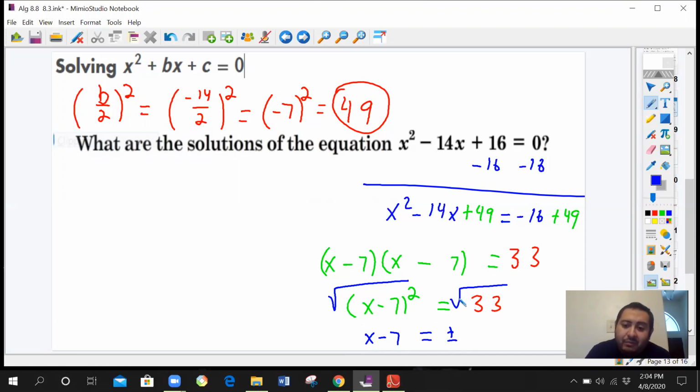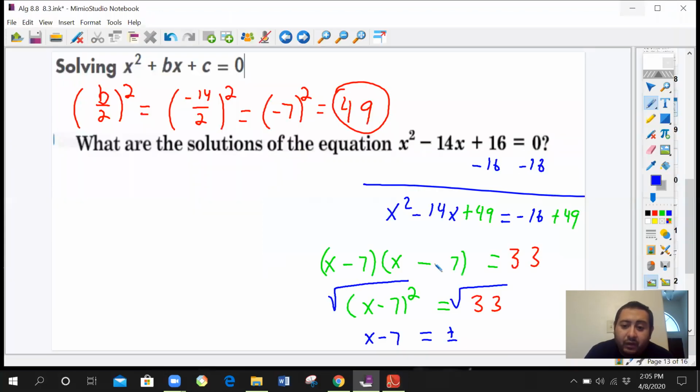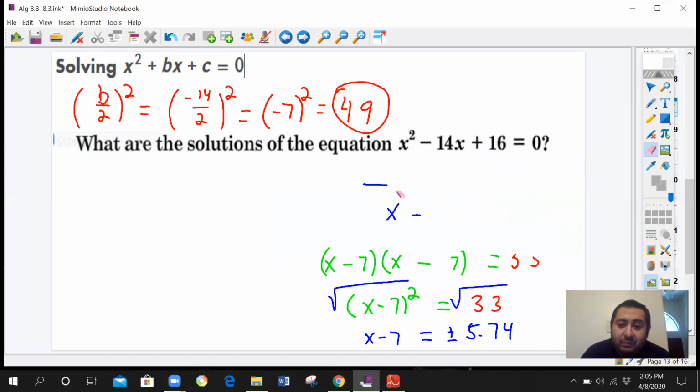You're always going to have the plus and minus whenever you're doing the square root. Let's see. On the calculator, we have control x squared and we put in 33. Enter. We get 5.74. All right, so we're not technically done yet. Hopefully you have written down this, or else just pause it and then continue. Let me go ahead and erase this section since I'm running out of space.